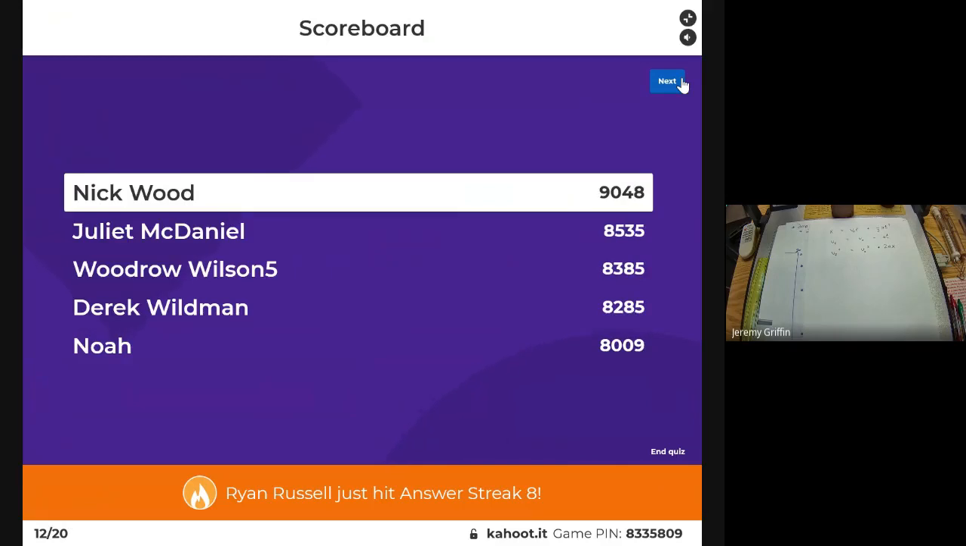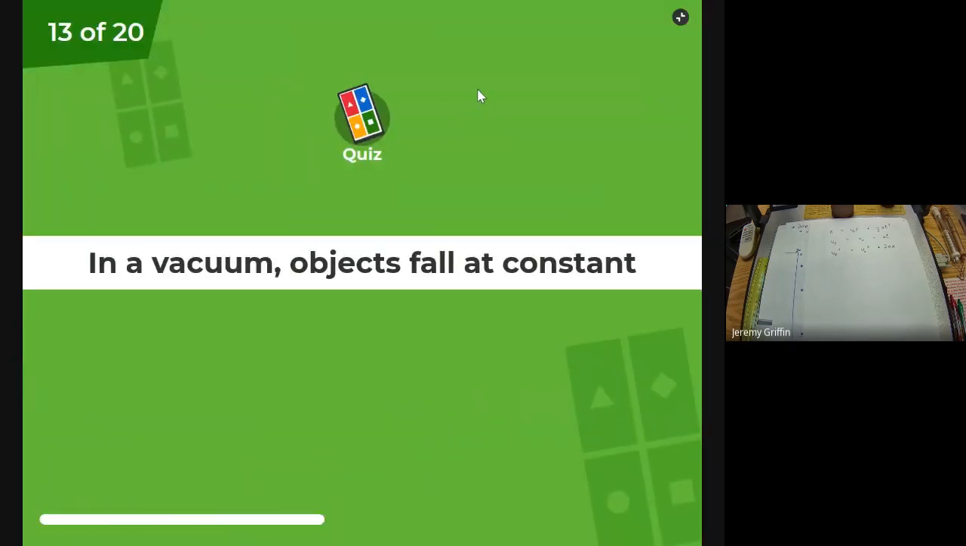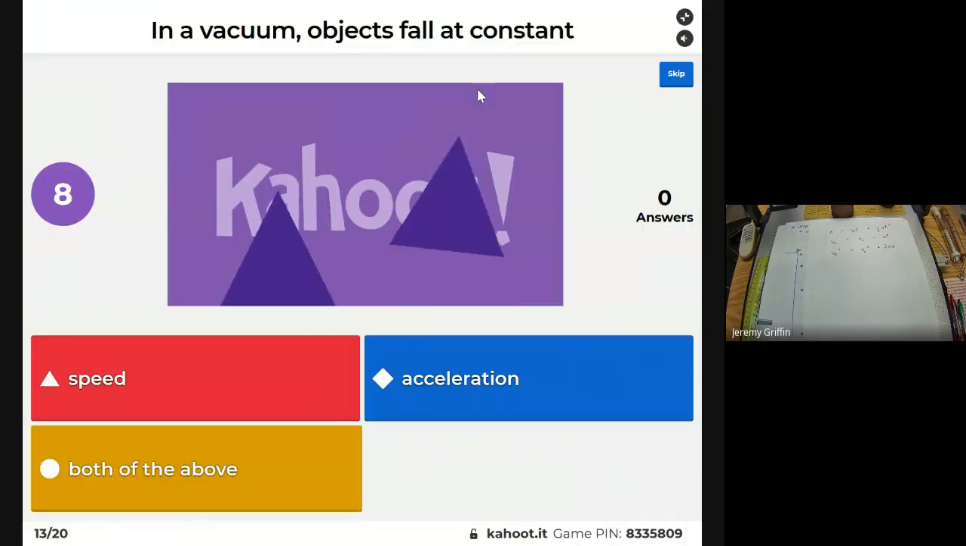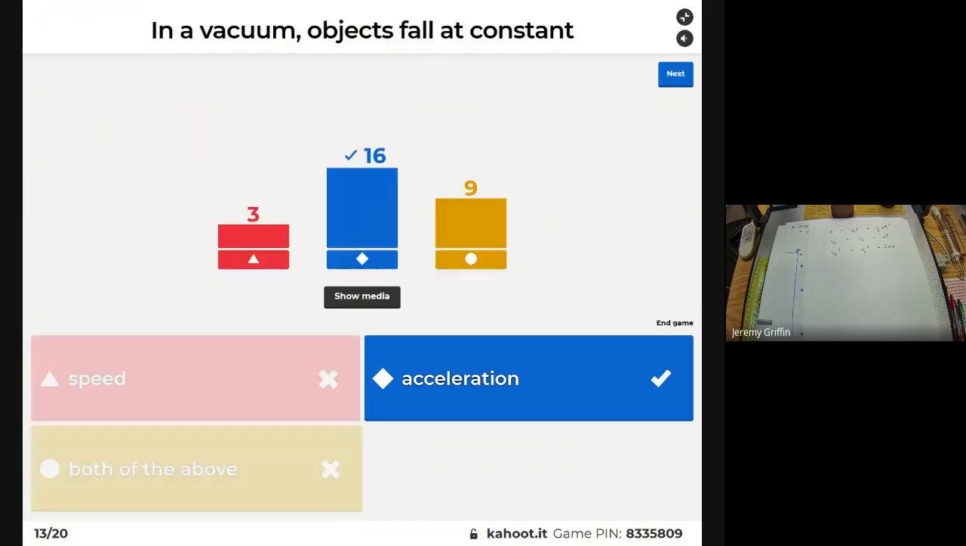Same leaders. It's a fight for first. In a vacuum, objects fall at constant... Yeah, constant acceleration. Let me refer back to the cliff. About half of you guys got this. You guys see this cliff? So here's the time. Tick, tick, tick. Look at what number's constant. Acceleration's constant, isn't it? Yep. And now, velocity, that's not constant. Your velocity is changing. It picks up at a constant rate, but the rate of velocity is what acceleration is, right? Rate of velocity is acceleration.